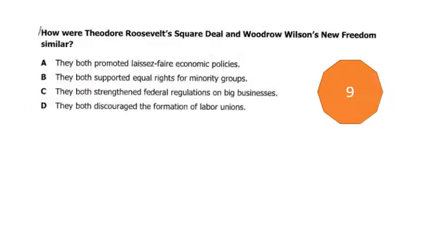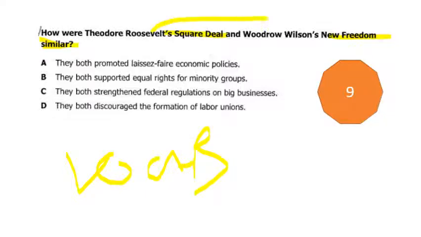Okay, question nine. How are Theodore Roosevelt's Square Deal and Woodrow Wilson's New Freedom similar? This is very difficult. There's no source, there's no picture, there's no clues. You just have to know your vocab. So we spend so much time in class talking about vocab. We have to know a similarity between their two policy platforms.